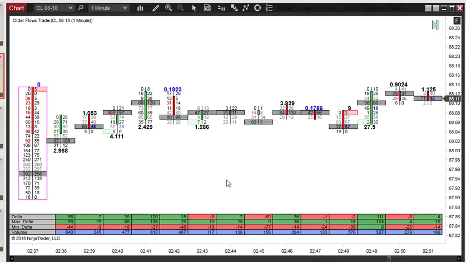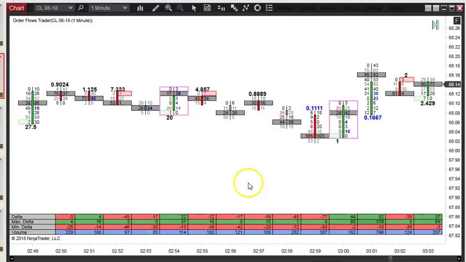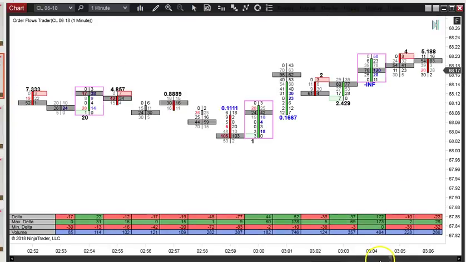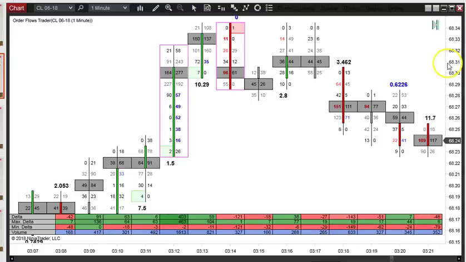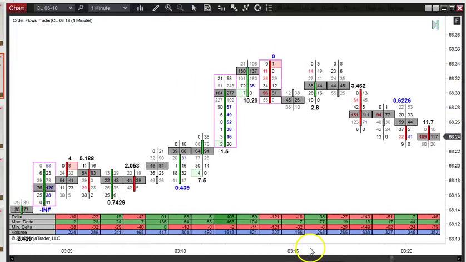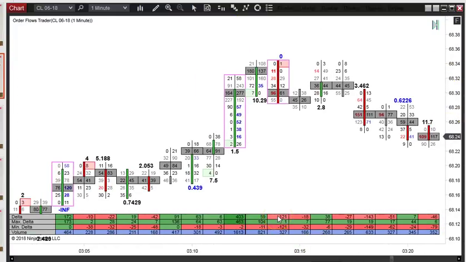But so this is Crude. This is a 1 minute chart. What day is this? I think it's Friday. We're trading June. We're trading 68.17. So what makes the Order Flows Trader different is it gives you a lot more information than just a normal footprint chart.